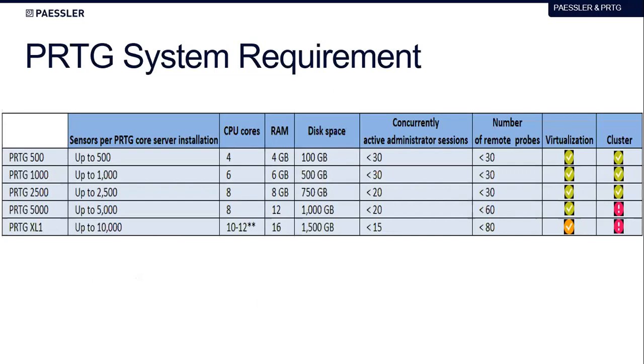Okay, so let's say you want to monitor up to 500 sensors. What is your recommended CPU core, RAM, and disk space? For disk space, this will be the recommended. It depends on how many sensors and what sensor types you are using. If you are using the sensors more for data collection, the disk space might increase.